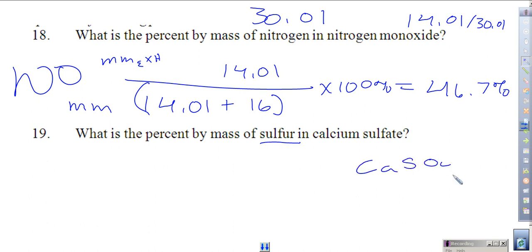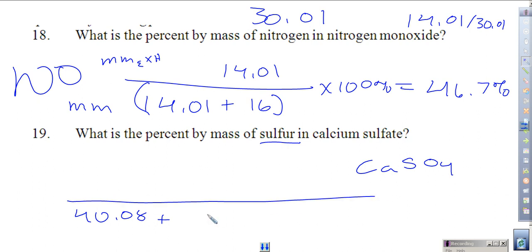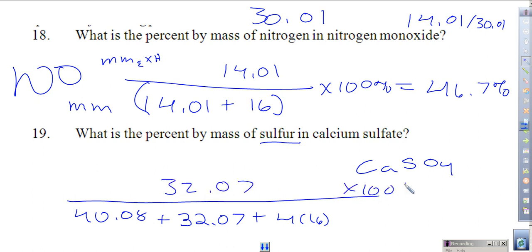All right, so in this case, what we're going to do is 40.08 plus what, guys? 32.07 plus 4 times 16. All right, so up on top, we're going to do 32.07. Multiply the whole thing by 100%, and you end up getting your answer.